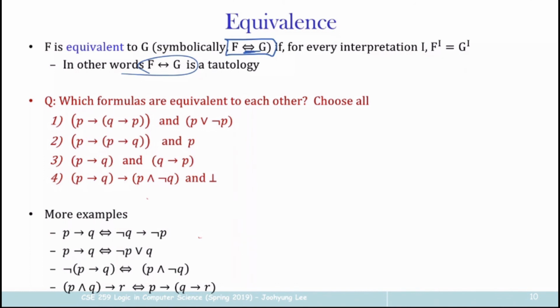All right, so which formulas are equivalent to each other? Let's choose all. Meaning that when you apply the interpretation, they return the same truth values. Among the 1, 2, 3, 4, which are equivalent to each other?